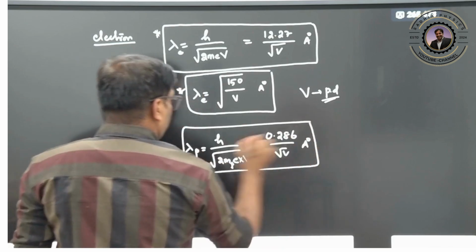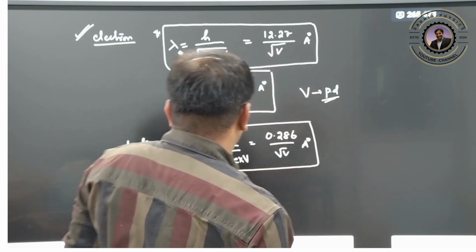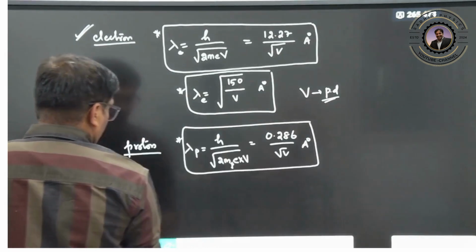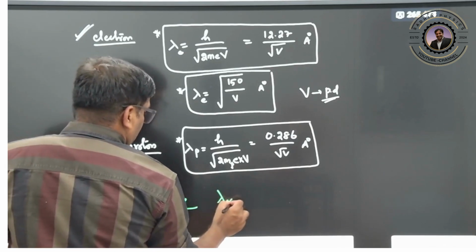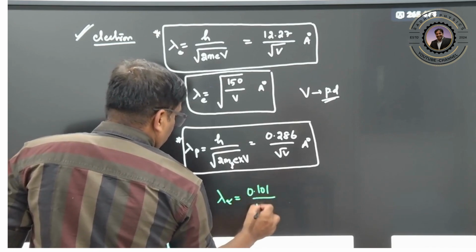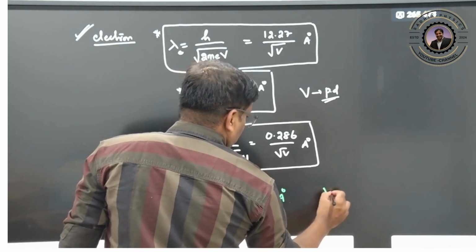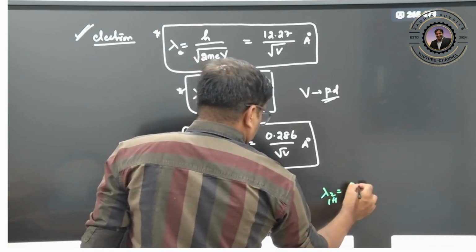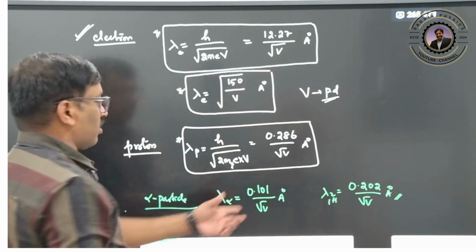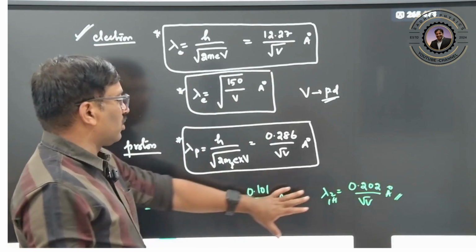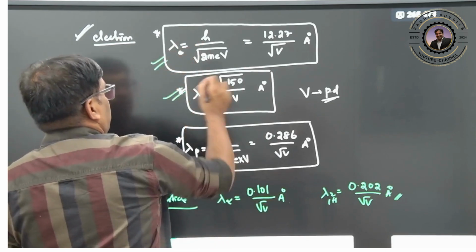This is not that much useful, but I am telling you, only the electron formula will be useful. Understand? Clear? Even for the alpha particle, we can rewrite it: wavelength for alpha is 0.101 by root V in terms of Armstrong. For deuteron, it is 0.202 divided by root V in Armstrongs. This is for deuteron, and this is for alpha. Keep this in mind, that's all. These two are very important. Clear?